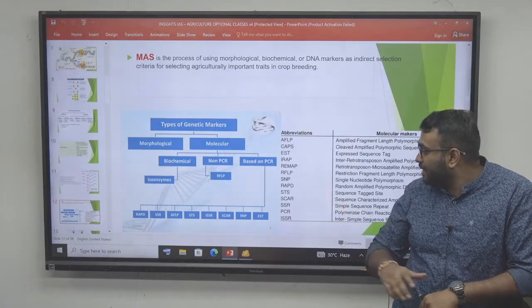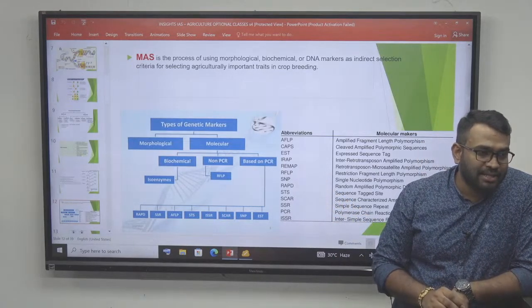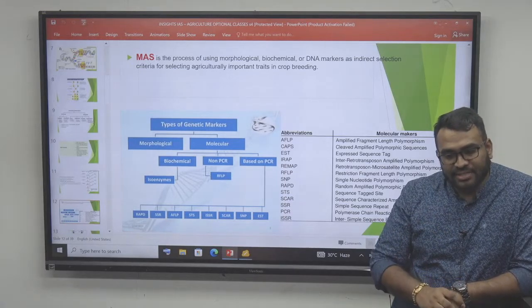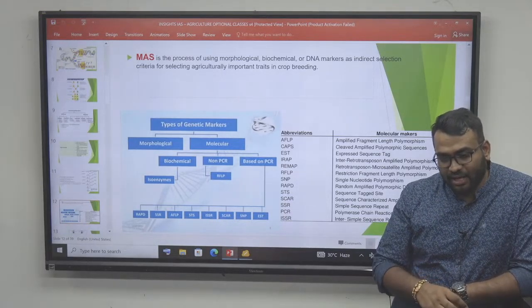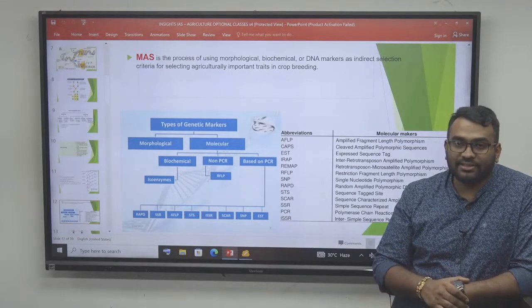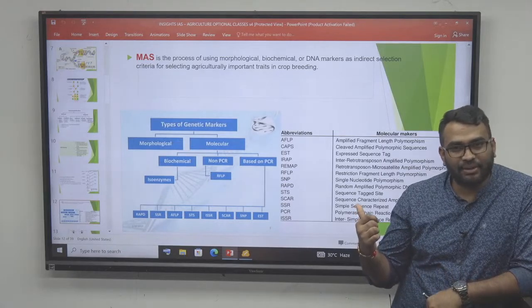Next one is these biochemical markers. In these biochemical markers, for example, the presence of enzymes, like isoenzymes, how much quantity of it is present, and also the presence or absence of that is important. So those will be used in biochemical markers.